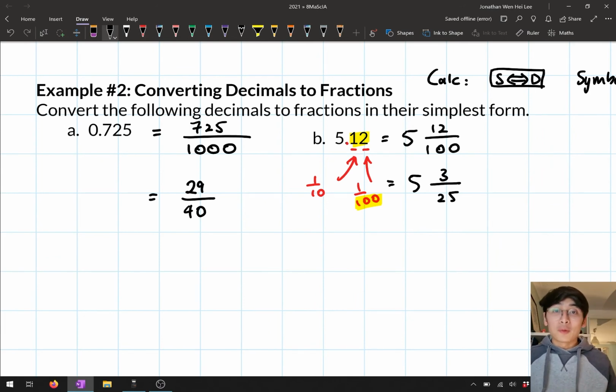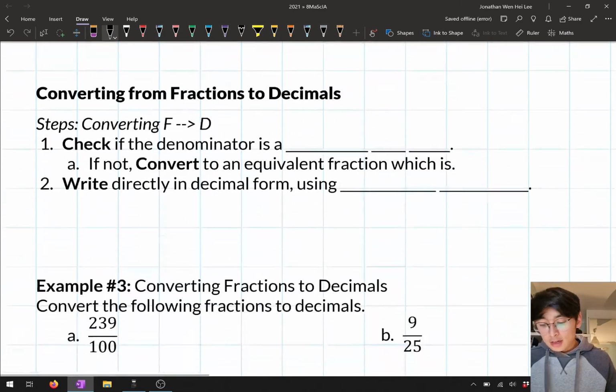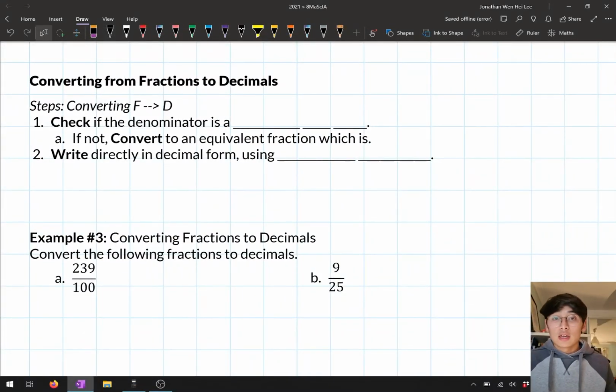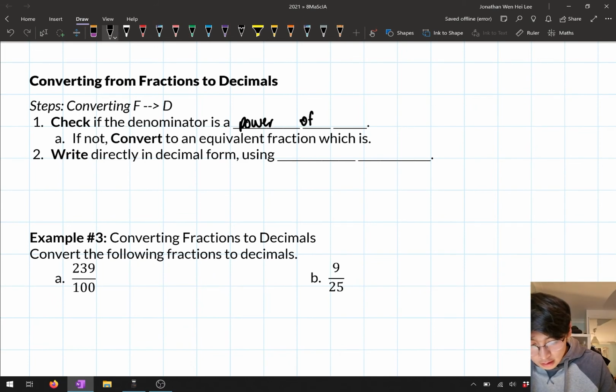Now, we also want to be able to work the other direction. We want to go from a fraction and create a decimal. So let's actually go through what we need to do for that. So here, converting from fractions to decimals. If we're converting from fractions to decimals, there's 2 steps I want you guys to do. First step, check if the denominator is a power of 10.